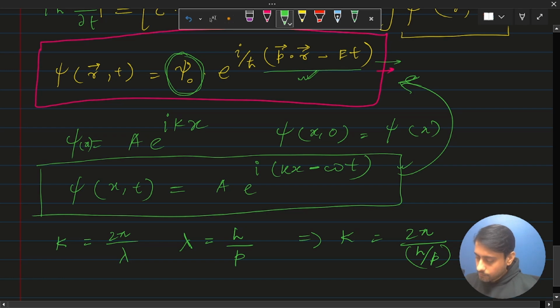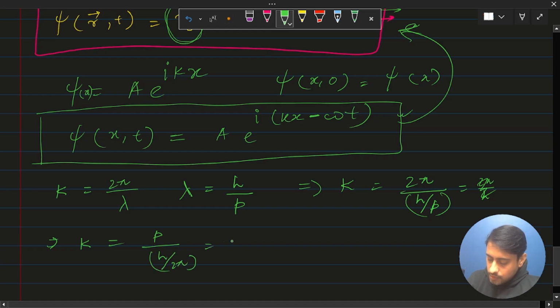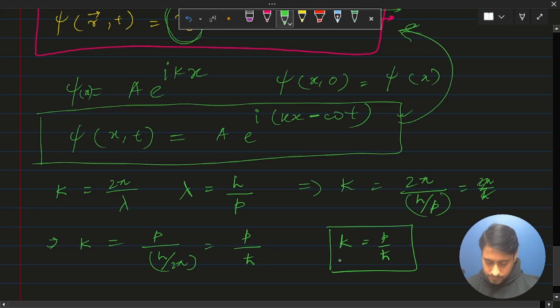So let's write in a separate line. We have k is equal to p times 2 pi over h, which is p over h over 2 pi, and you know that this h over 2 pi can be written as h bar. So we have k as p over h bar. So we can replace this k with this term.